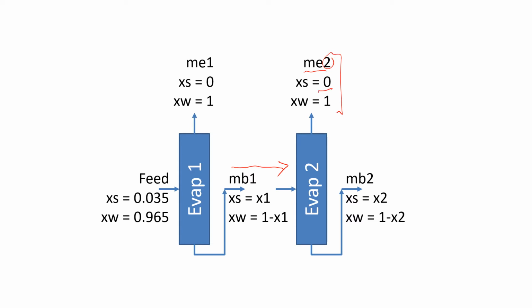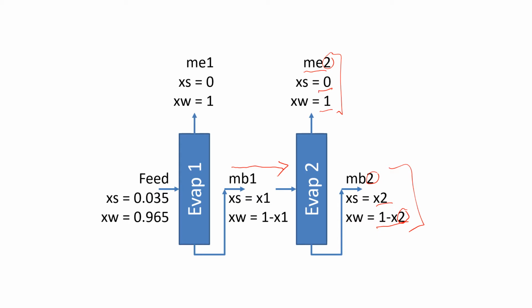It contains only water, so the salt mass fraction is 0, and the water mass fraction is 1. The brine produced by the second, we're going to label MB with the 2 to indicate it's from the second evaporator, and the salt mass fraction is X2. We're going to use that as a variable, so the water mass fraction is 1 minus X2. Once again, the number here refers to the evaporator that the stream comes from. In all cases, the number in the variable refers to the number of the evaporator that it comes from.